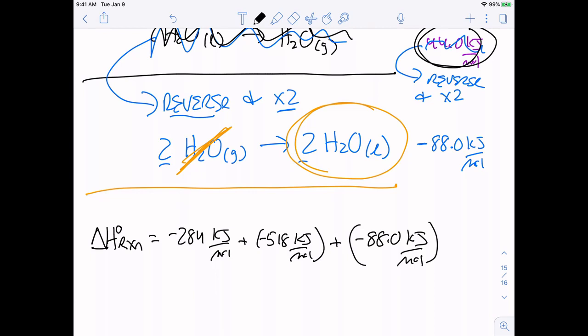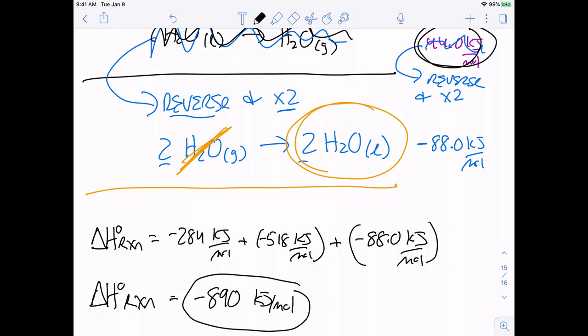So grab my calculator. So negative 284, watch the signs again when you're doing this. And I end up with a negative 890 kilojoules per mole. Because I'm adding and subtracting, we're just using digits after the decimal point for our significant digits. So this had nothing after the decimal point, nothing after the decimal point, and 1 after the decimal point, so I want nothing after my decimal point.